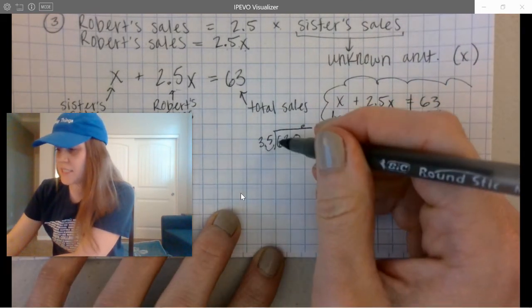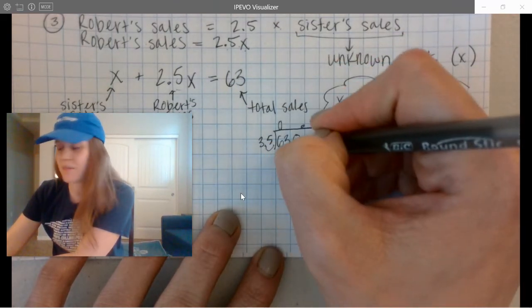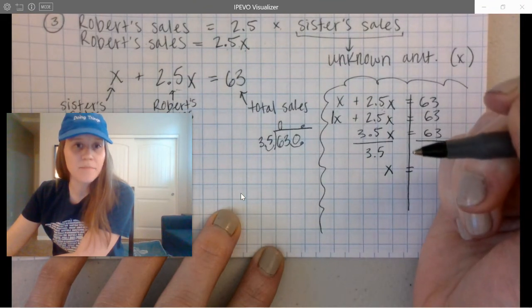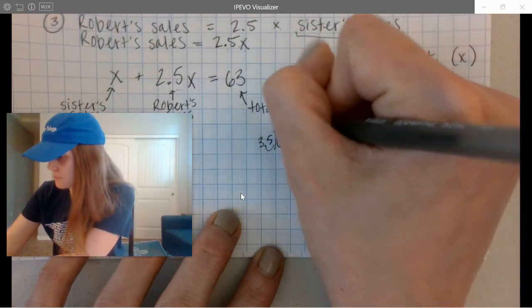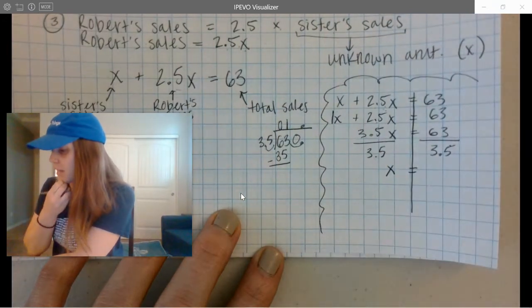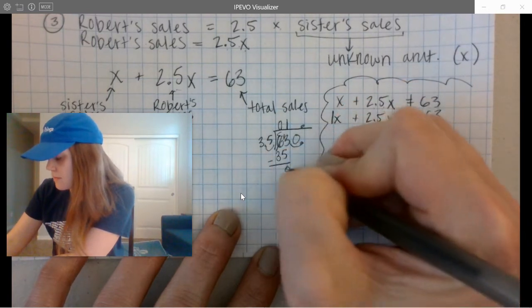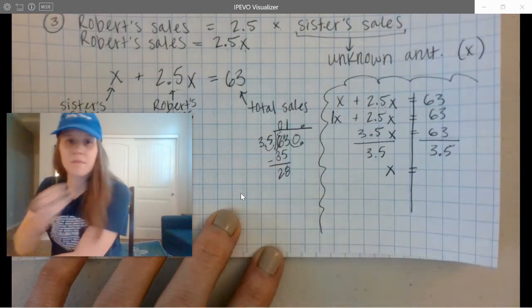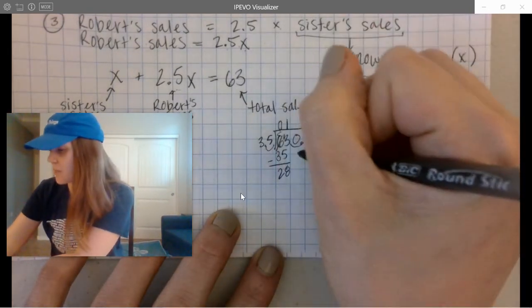How many times does 35 go into 6? 0. I'm going to move to the next place value. How many times does 35 go into 63? 1. 1 times 35 is 35. And I'm going to go ahead and subtract. I have to borrow. All right, I'm going to bring down that 0.